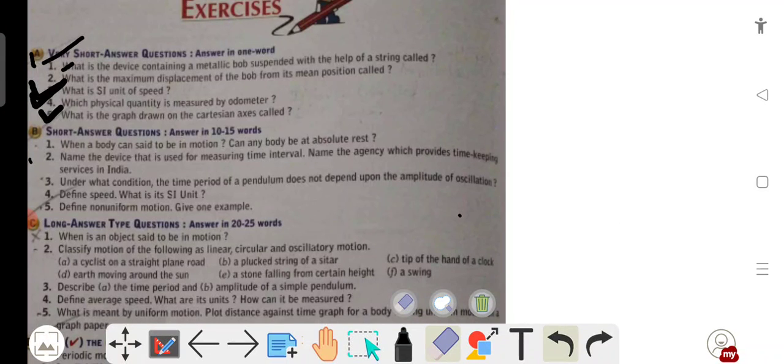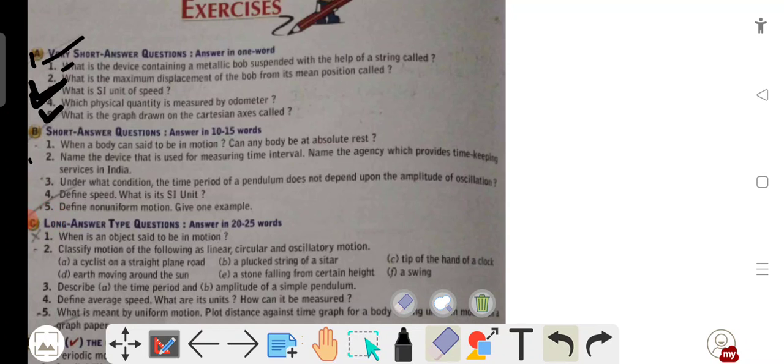Now the long answer type questions. We have to answer the question in 20 to 25 words. An object is said to be in motion when it changes its position with time. When the object changes its position with time, it is said to be in motion.